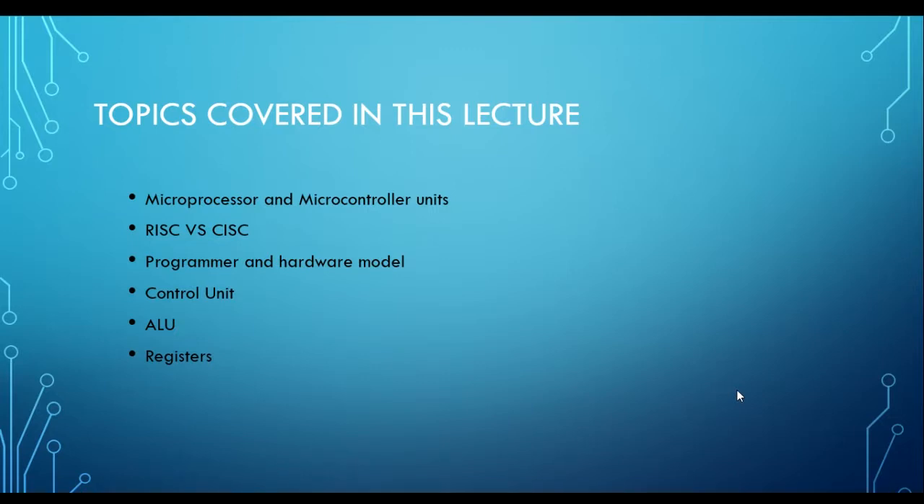And for the hardware model, we're going to learn about the bus system, the memory system, and the CPU system. The CPU consists of the control unit and the ALU, and we will also cover a lot about memories and registers. So these are the things we will cover in this lecture to give you a brief overview of what we are learning in this unit, and for the subsequent weeks we will cover registers, ALU, and all these things in depth. Okay, so let's go to the next slide.